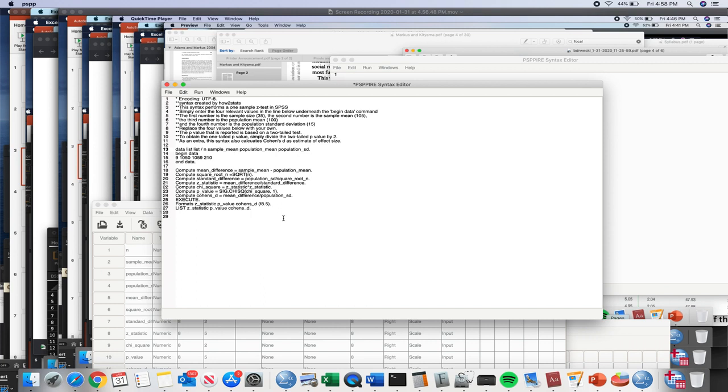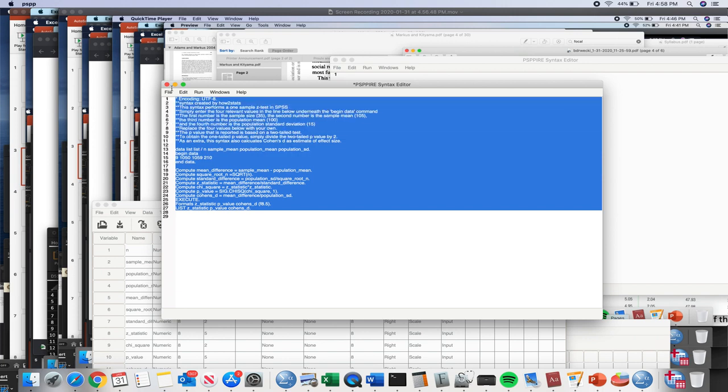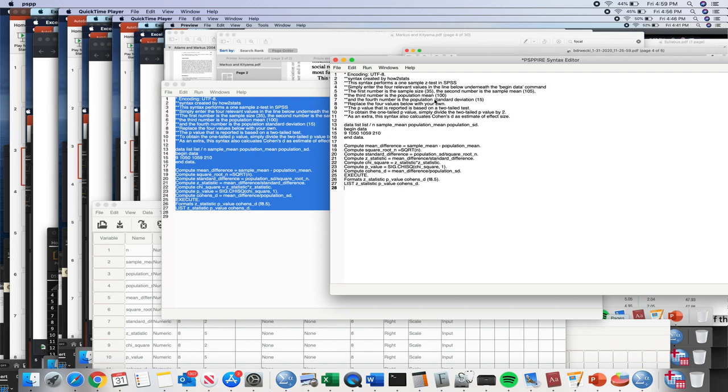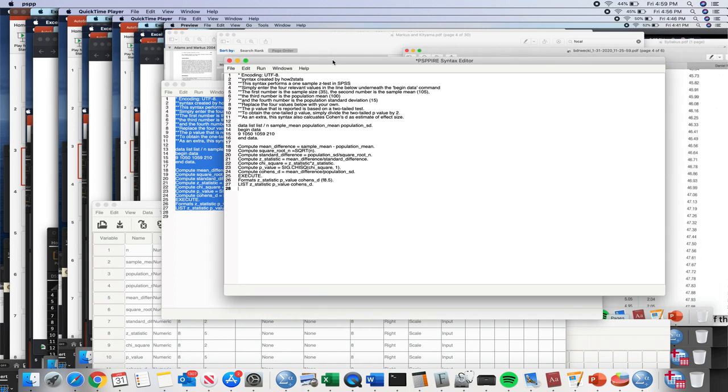Well, what I have done is I have found a syntax that calculates the one sample z-test, and it's all self-contained. So all you have to do is open up the PSPP syntax file or the SPSS syntax file on your computer. In this case, the PSPP syntax file on your computer. And what you have to do is plug in the correct values in this area right here. So the first thing, it says data list n. N is 9.